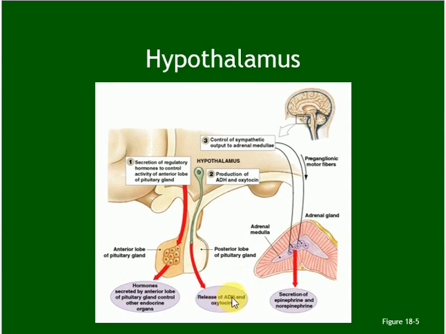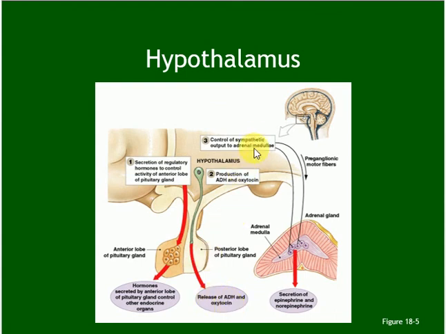Like ADH will go to the kidney, oxytocin will go to the breast or the mammary gland, and to the uterus too if needed, and it's a contractor. It contracts the smooth muscles.